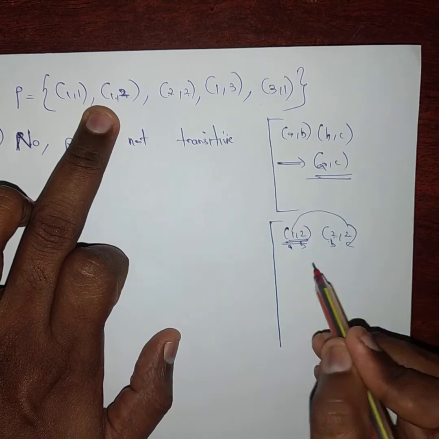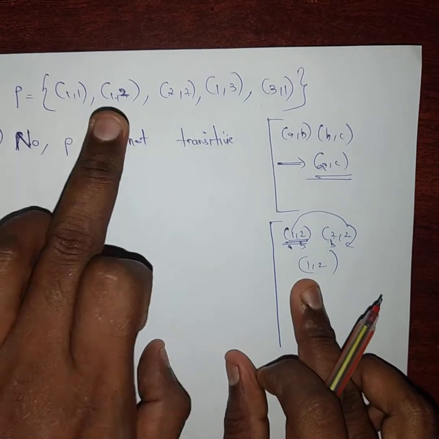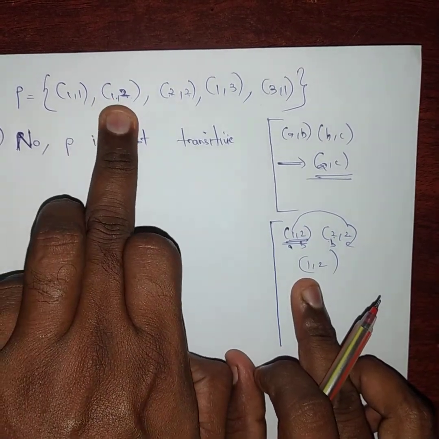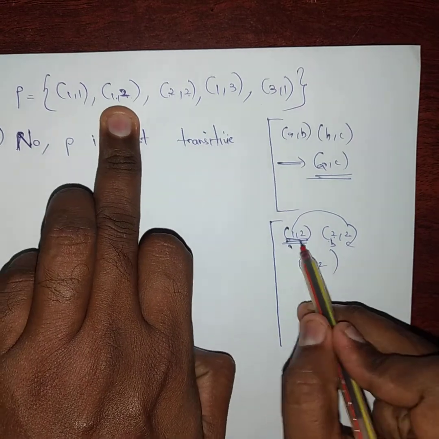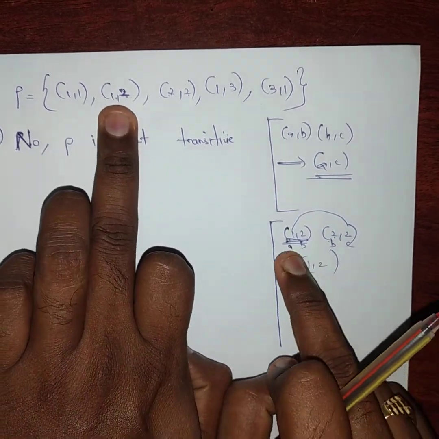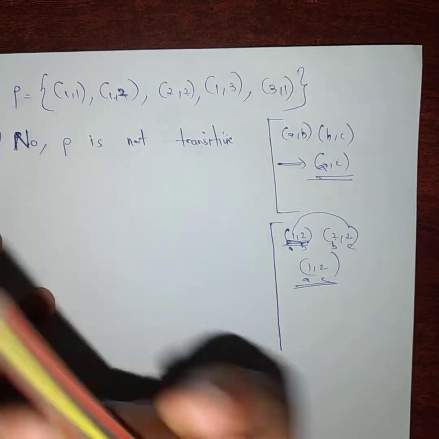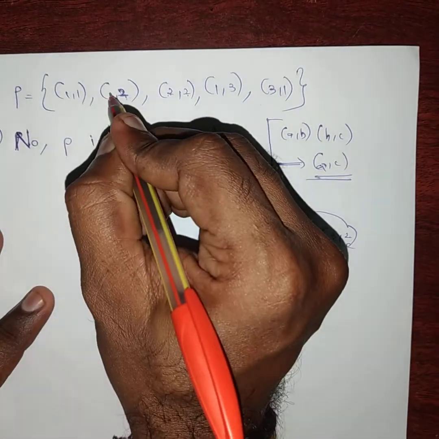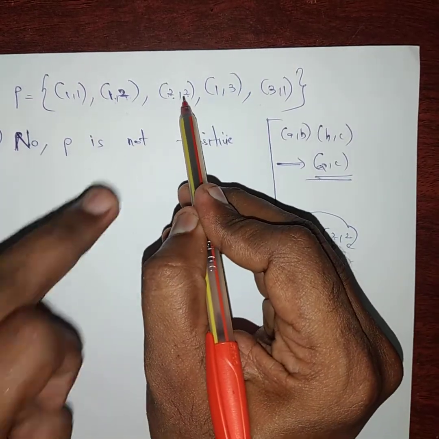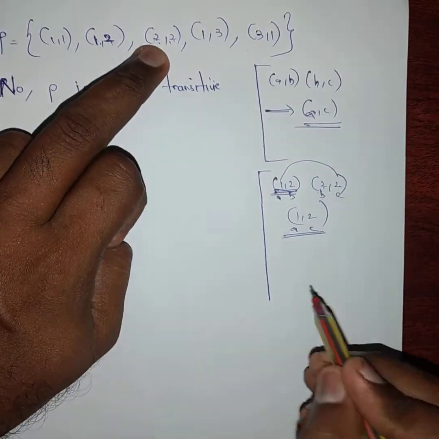For 1 comma 2, there is 2 comma 2. I need to check whether 1 comma 2 is present here. See, 1 comma 2 is present here. For A comma C, yes, 1 comma 2 is present here. So if I take 1 comma 2, no problem. If I take 2 comma 2, there are many options here.